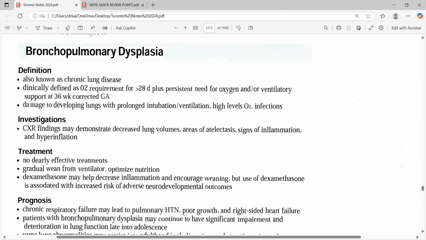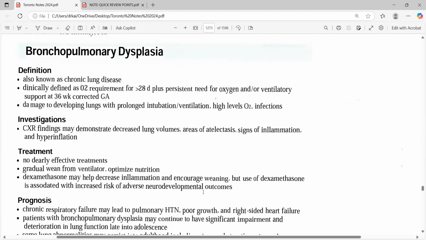Okay, so dexamethasone can help the inflammation and encourage weaning, but use of dexamethasone is associated with the risk of adverse neurodevelopmental outcome. Think of this one, okay? They can give you a scenario of bronchopulmonary dysplasia where you are given the treatment. Now, what could be the consequences? So they will not tell you the diagnosis, they will not tell you the treatment.